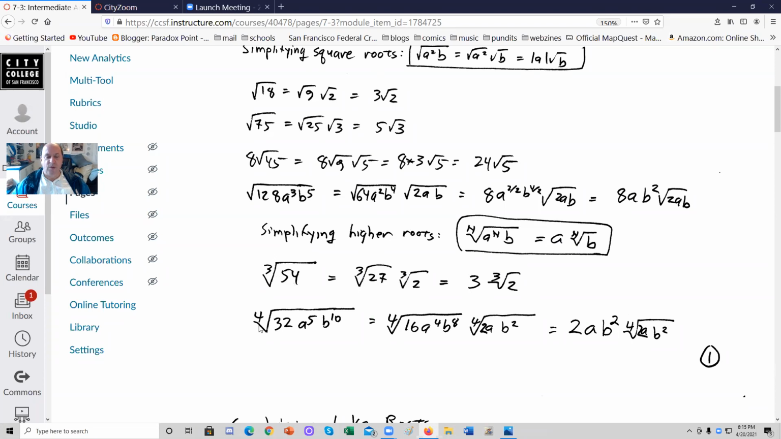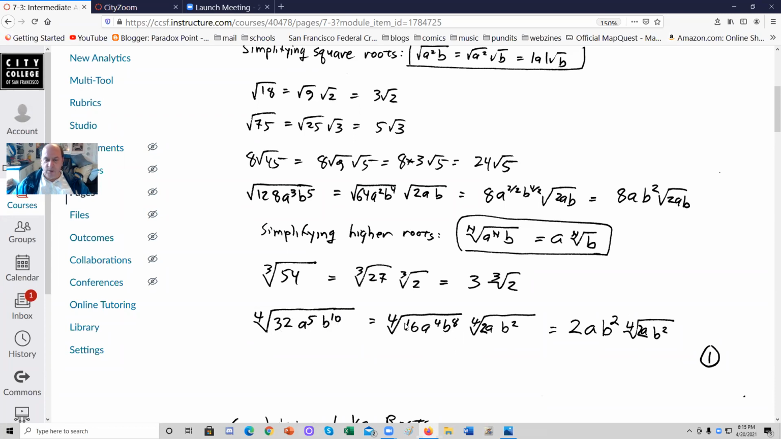Or here's a fourth root of 32, a to the 5th, b to the 10th. Okay, now, what's the largest fourth power factor of 32? Well, 32 is 2, 4, 8, 16, 32. It's 2 to the 5th. So the largest fourth power is 2 to the 4th, 16. 16 times 2. The largest fourth power factor of a to the 5th is a to the 4th times a. The largest fourth power factor of b to the 10th is b to the 8th times b squared.